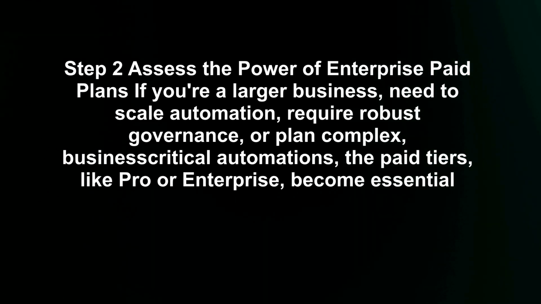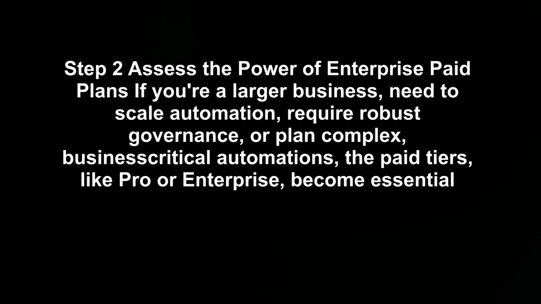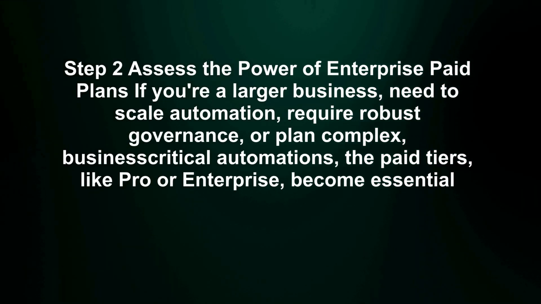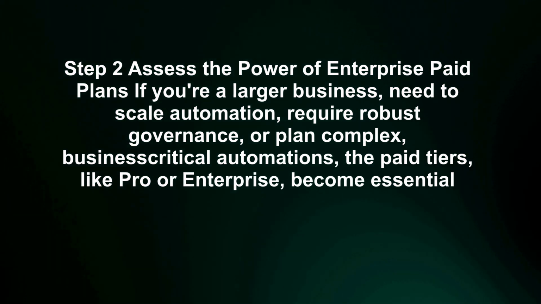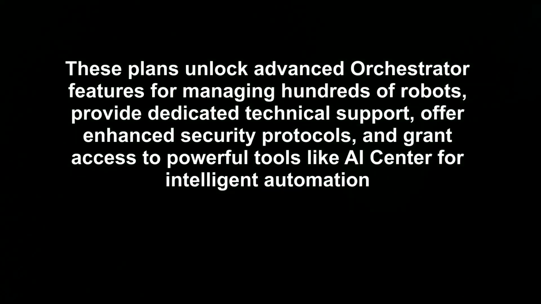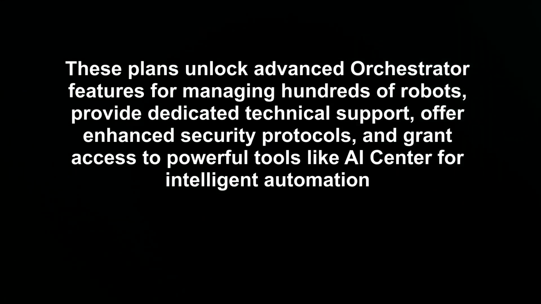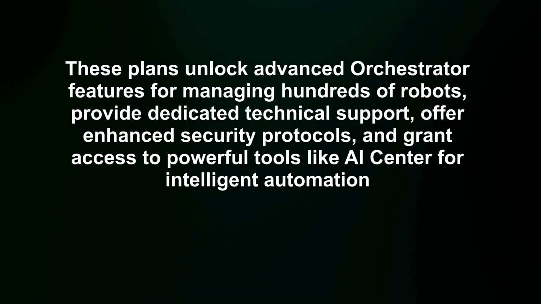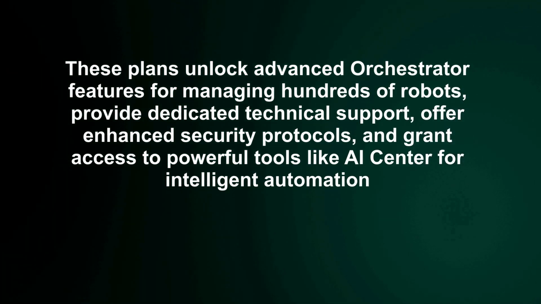Step 2. Assess the power of enterprise paid plans. If you're a larger business, need to scale automation, require robust governance, or plan complex, business-critical automations, the paid tiers, like Pro or Enterprise, become essential. These plans unlock advanced Orchestrator features for managing hundreds of robots, provide dedicated technical support, offer enhanced security protocols, and grant access to powerful tools like AI Center for Intelligent Automation.